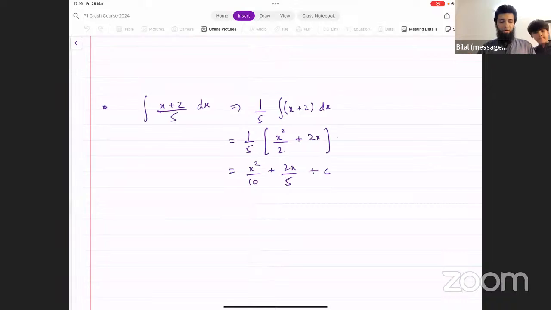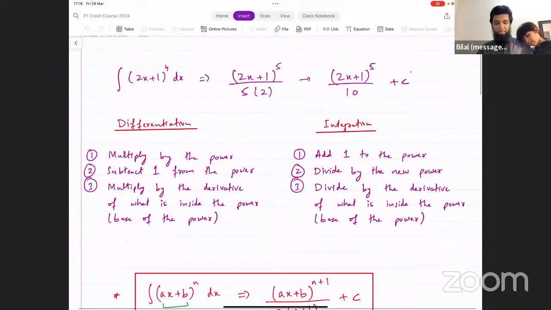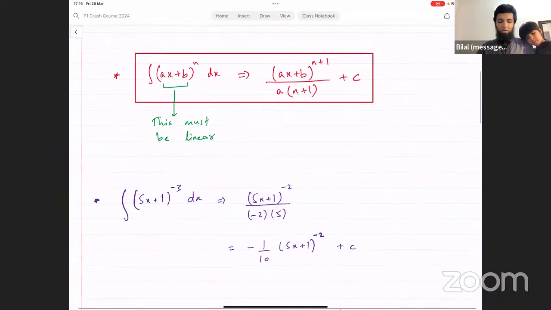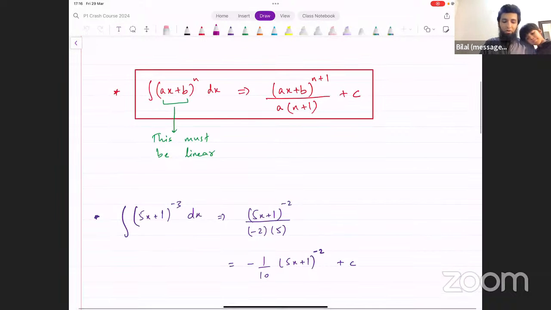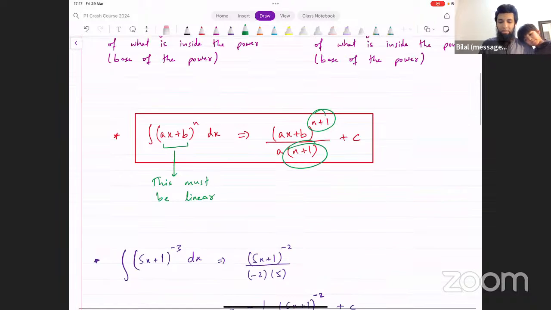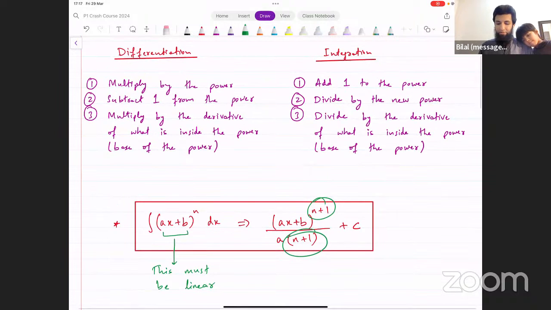So what have you done in P1 integration? You've basically looked at this particular rule in paper 1, power rule, ax plus b whole raised to power n. What's the integral of that? It's ax plus b whole raised to power n plus 1 over a into n plus 1. So basically we add 1 to the power, divide by that new power, and divide by the derivative of the base of the power. These three things we do when we integrate power functions.